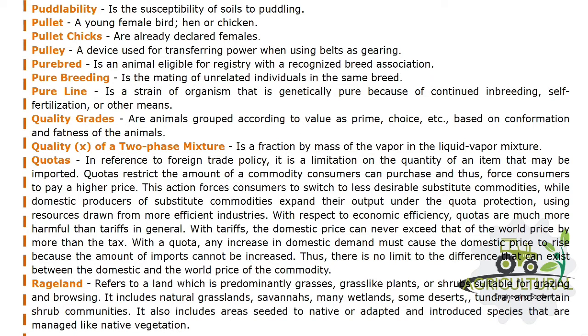imported. Quotas restrict the amount of a commodity consumers can purchase and thus force consumers to pay a higher price. This action forces consumers to switch to less desirable substitute commodities, while domestic producers of substitute commodities expand their output under the quota protection, using resources drawn from more efficient industries.